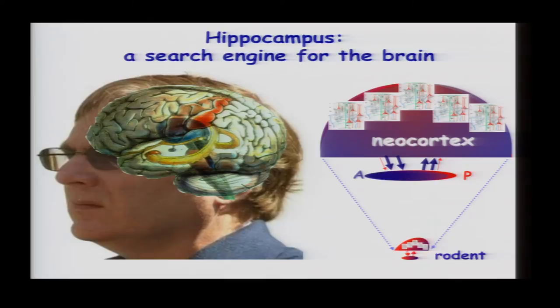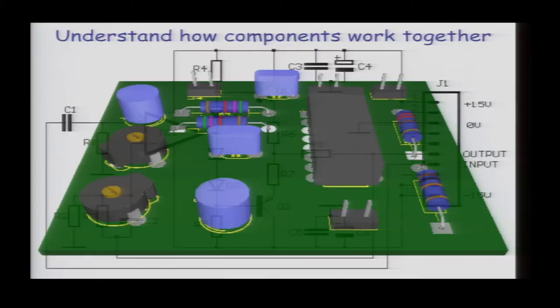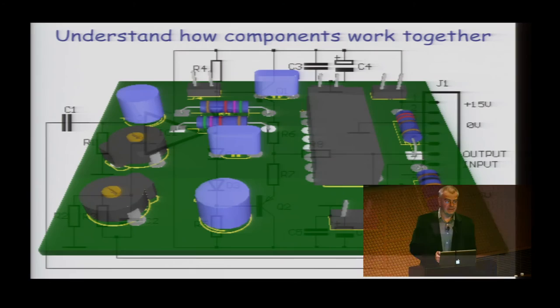we have to know a few things. The first thing we have to know is the wiring diagram of the circuitry. Once we have the wiring diagram, then we would like to know how these components work together as a circuit. Now, unfortunately, we don't have that knowledge, so most of what I do is, as David Anderson said, science fiction.